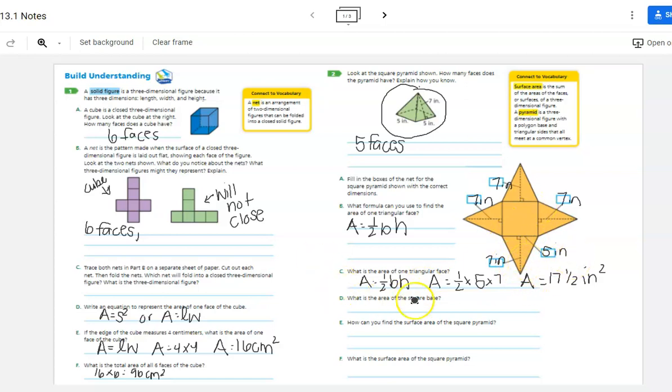Now we're going to find the area of the square. So A equals length times width. The square side was 5. So A equals 5 times 5, and 5 times 5 is 25 inches squared. How can you find the surface area of a square pyramid? So what am I going to do? I'm going to add all the faces together.